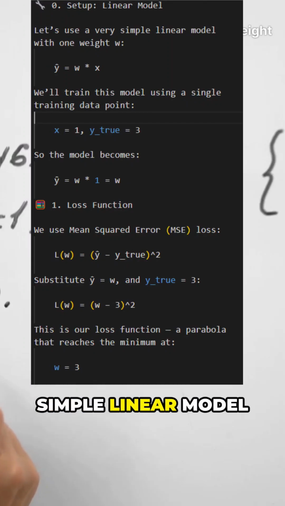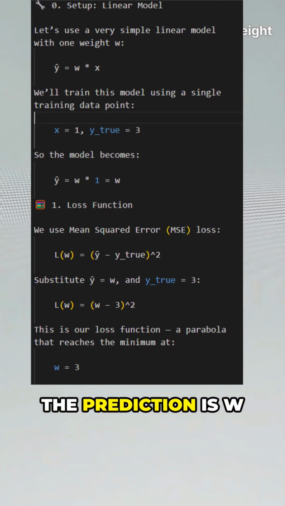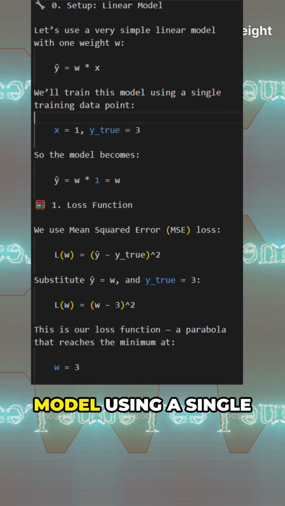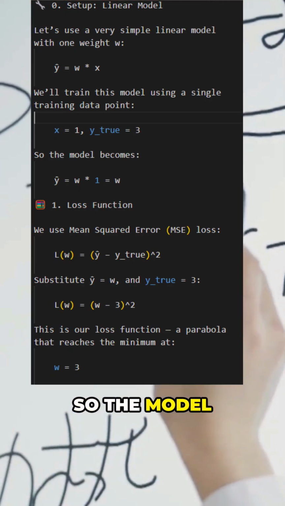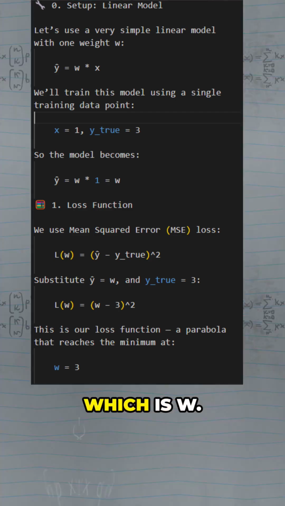Let's use a very simple linear model with one weight W. The prediction is W times X. We'll train this model using a single training data point, X equals 1, Y true equals 3. So the model becomes prediction equals W times 1, which is W.